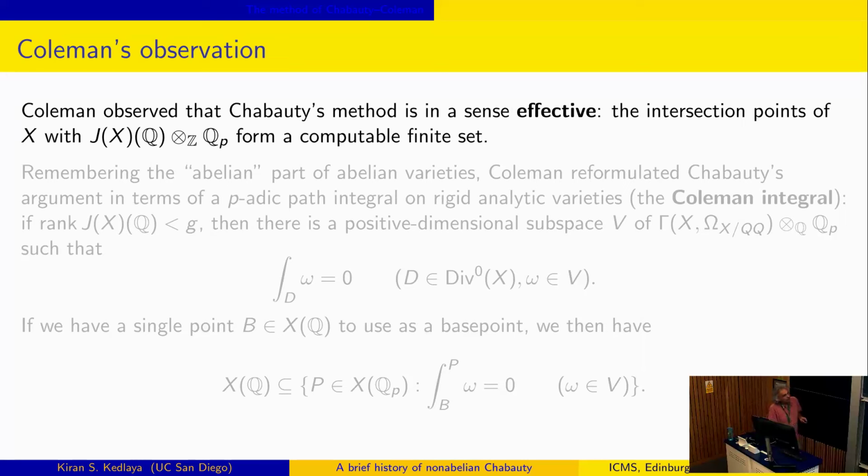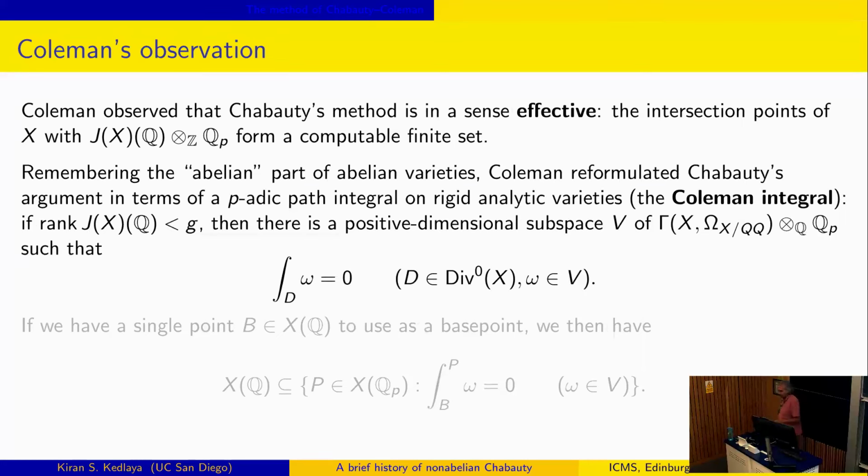So how did Coleman interpret Chabauty's construction to make it computable? Well, he thought back to the abelian part of abelian varieties. Abelian varieties are somehow defined in terms of abelian integrals. So Coleman reformulated Chabauty's argument in terms of p-adic abelian integrals, so to speak. He introduced a notion of a path integral for especially curves, but in general rigid analytic varieties. So you can integrate a differential against a degree 0 divisor, like I have on the slide here.